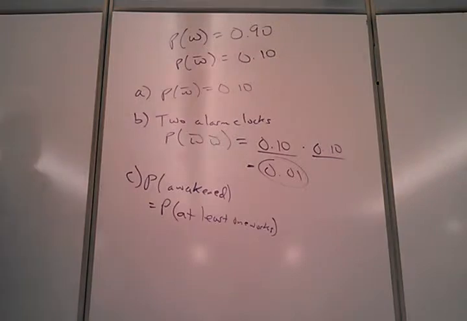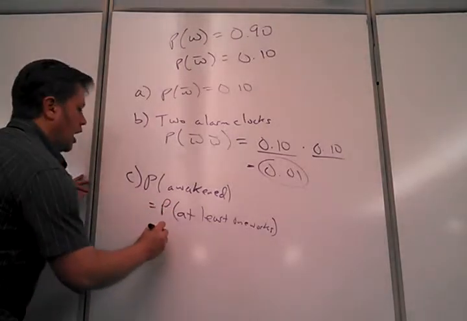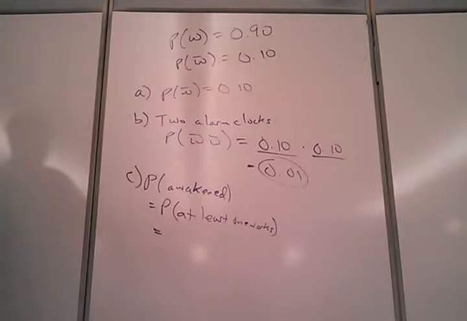What's the opposite of at least one works? One doesn't. Or both. So the probability of at least one works is not that one doesn't work, because at least one works includes the fact that maybe one of them doesn't work, right? So what's the opposite of at least one works? None work. So how do opposite probabilities relate? One will be one minus the other one.